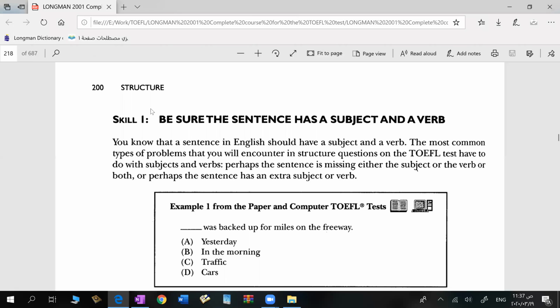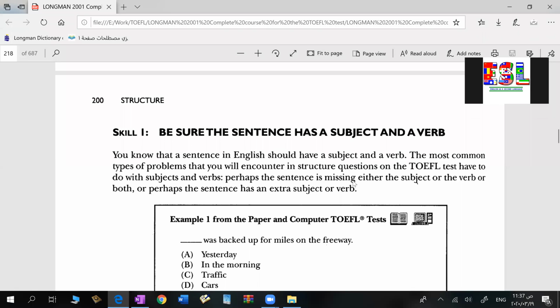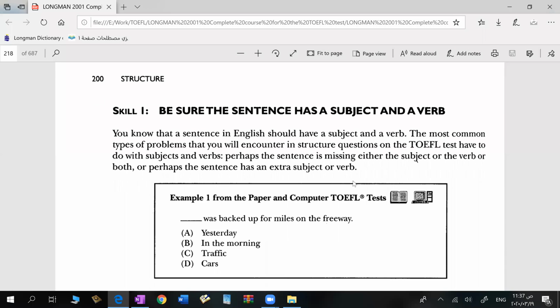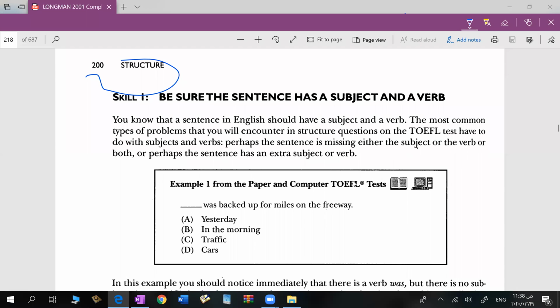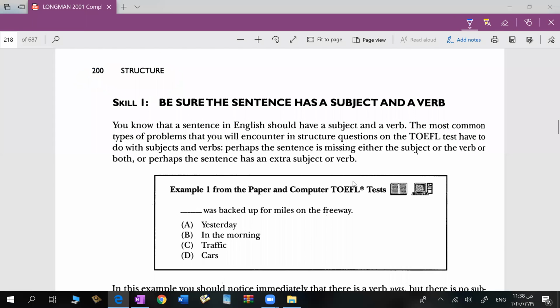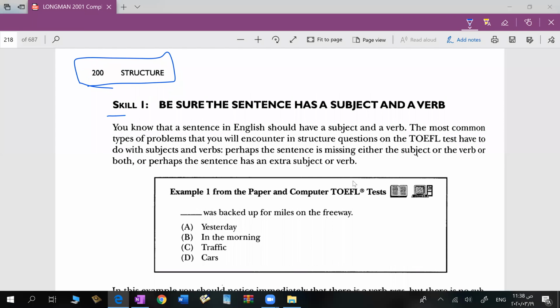Please go to page 218 if you already downloaded the book. I shared the link on Facebook. Please open page 218, and the book, as you might see, has divided the structure section into 60 skills. This is the structure section we'll be working from, and this is what we will be doing. We'll be taking these 60 skills, and I'll be explaining them in detail, in every possible aspect that we can do.